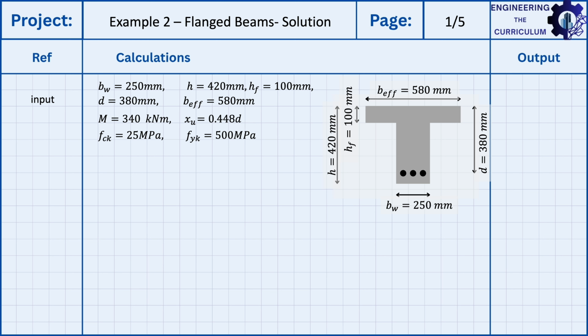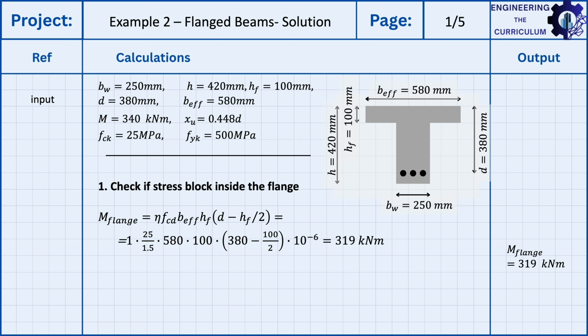So just as before, I start off by listing all of my input. I've taken all the geometrical knowledge that's available on the sketch and put that into my input. I've also added the ultimate moment of 340 kilonewton meters, the depth to the neutral axis, and the strength of both concrete and steel. So the first thing I want to do is check if the stress block is inside the flange. If it is, we can simply design this as a rectangular beam of B effective on D. If it isn't, then we'll have to approach it a bit differently.